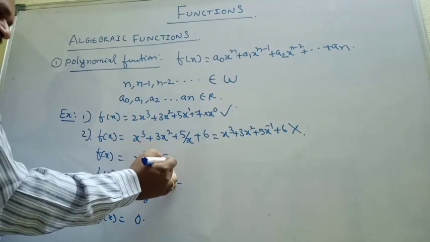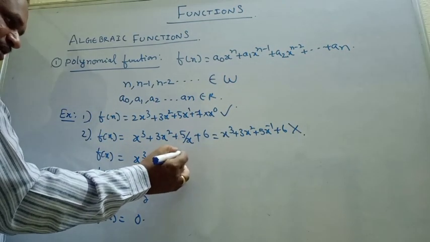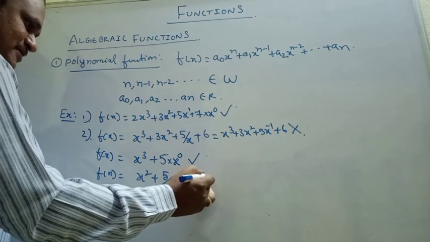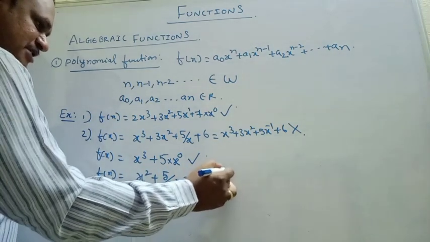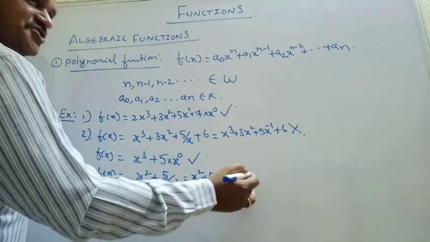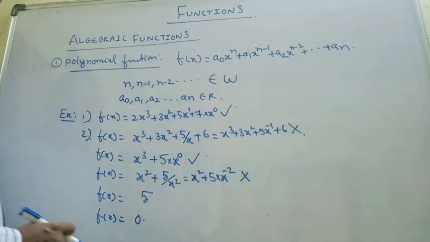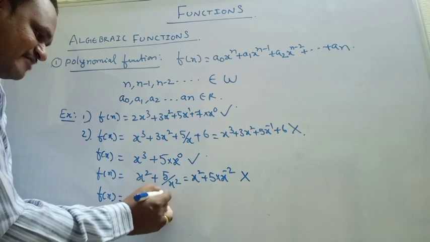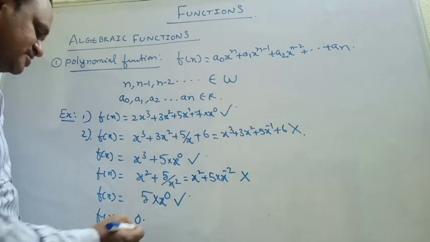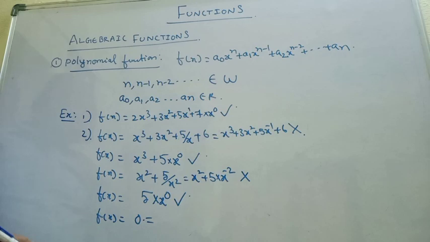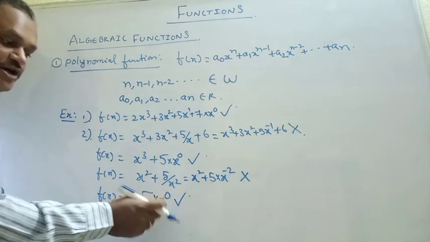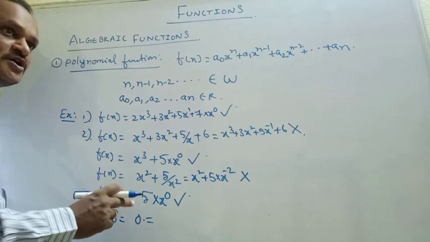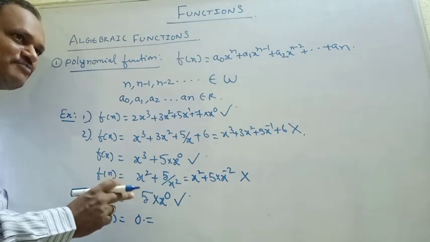X cube plus 5, we can write 5 as 5 into x power 0. Therefore it is a polynomial function. And x square plus 5 into x power minus 2 is not a polynomial function. Here 5 is nothing but 5 into x power 0, and this is what you call a constant polynomial, because the number 5 we can write as 5 into x power 0.